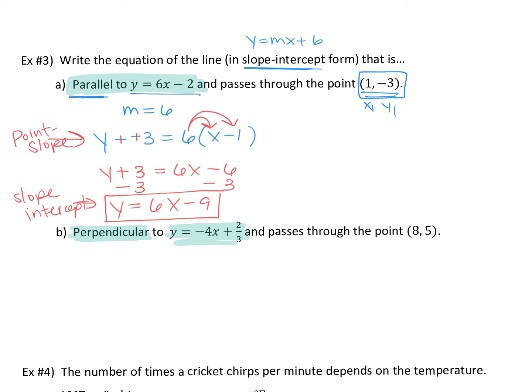What'd you get? Anyone have it? Tell me what your perpendicular slope should be. It should be a positive 1/4. Yeah, perpendicular to negative 4, right? Flip it and change the sign. So if it's negative, you make it positive. 4/1 would be 1/4. So your perpendicular slope is 1/4. What is your equation going to look like? What'd you get?